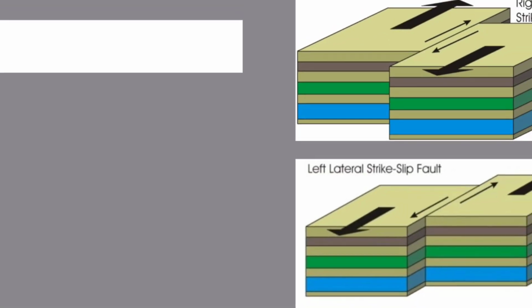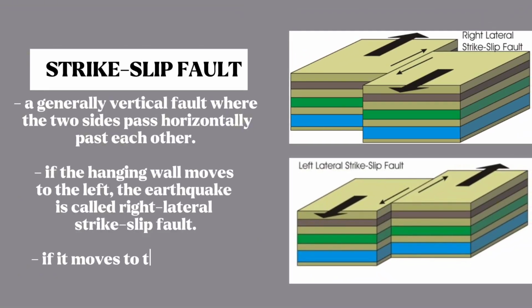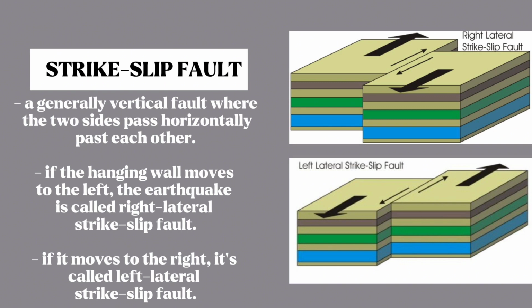So the last dip slip fault is a strike slip fault. It is a generally vertical fault where two sides pass horizontally past each other. If the block opposite an observer facing the fault moves to the right, the shift style is called right lateral. If the block moves to the left, the movement is called left lateral. The San Andreas Fault in California is the most famous example of a right lateral strike slip fault.